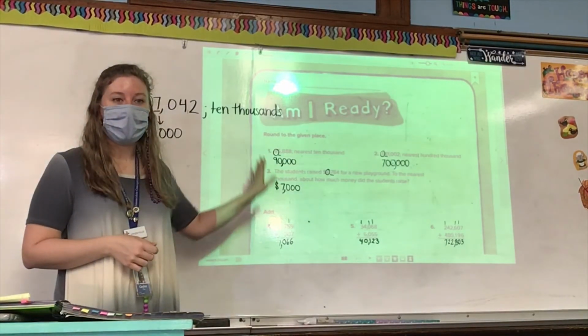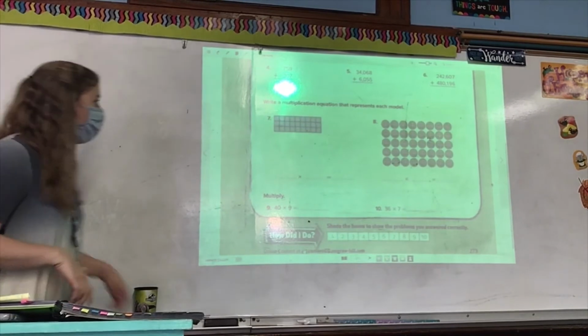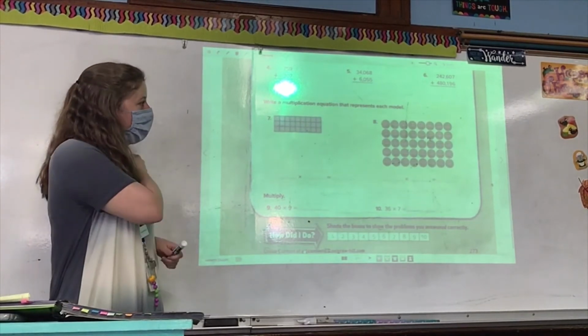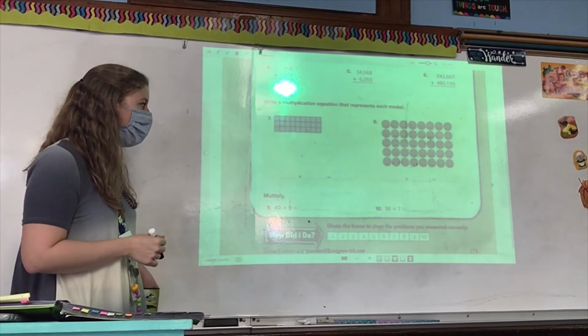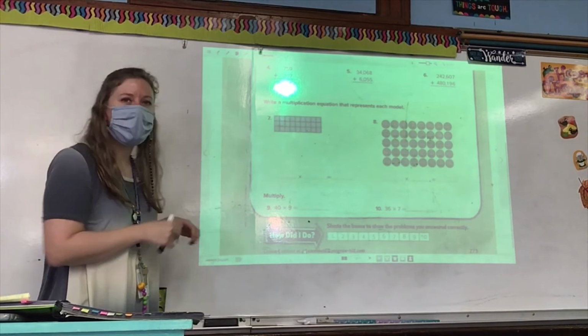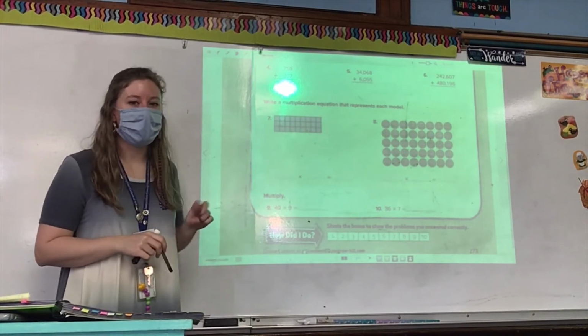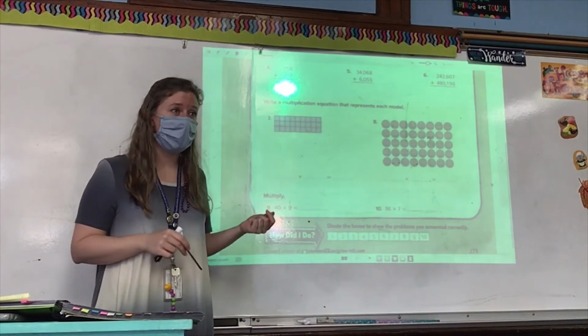722,803. Make sure all of these are correct. Okay, so the directions for numbers 7 and 8 say write a multiplication equation that represents each model. What type of models do we have here? Michaela? Arrays. Which means our factors are the numbers of what?